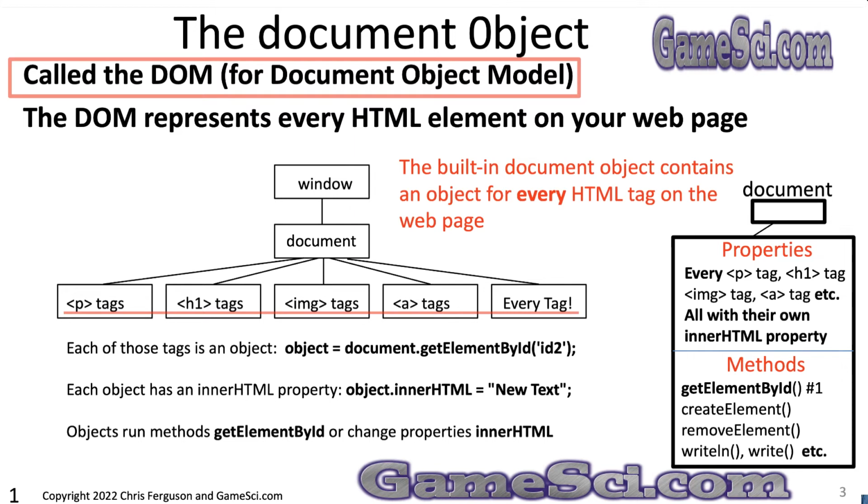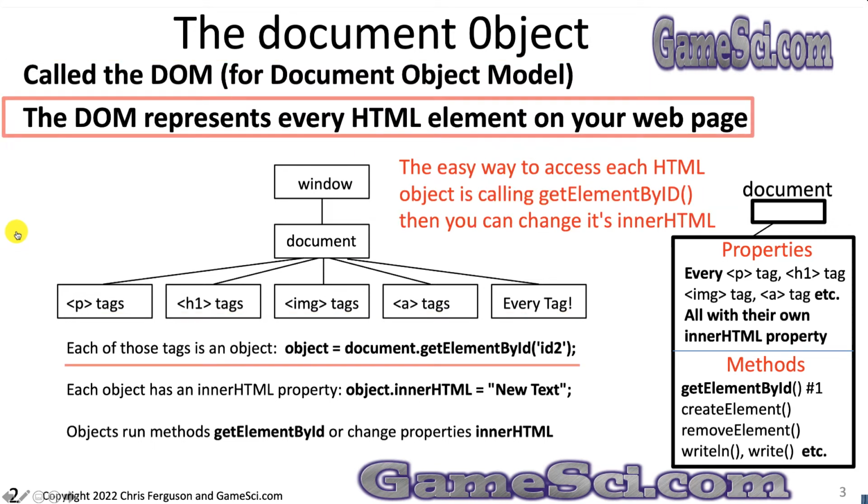And if you put a bunch of H1 tags on your web page, then there'll be a bunch of H1 objects in the document object. You put a bunch of image tags on your web page, there'll be a bunch of image tags in the document object. It's called the DOM, or DOM, the document object model. When the browser displays your web page, it first makes an object out of every HTML tag, and then it displays the web page using those objects. The DOM represents every HTML element on your web page.